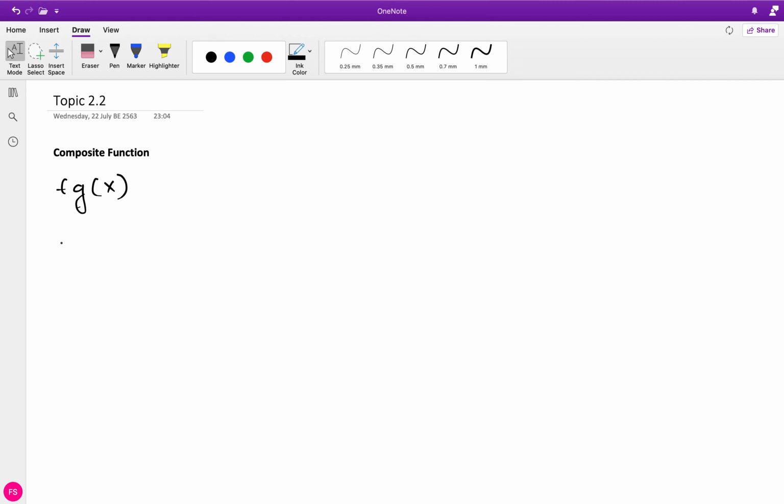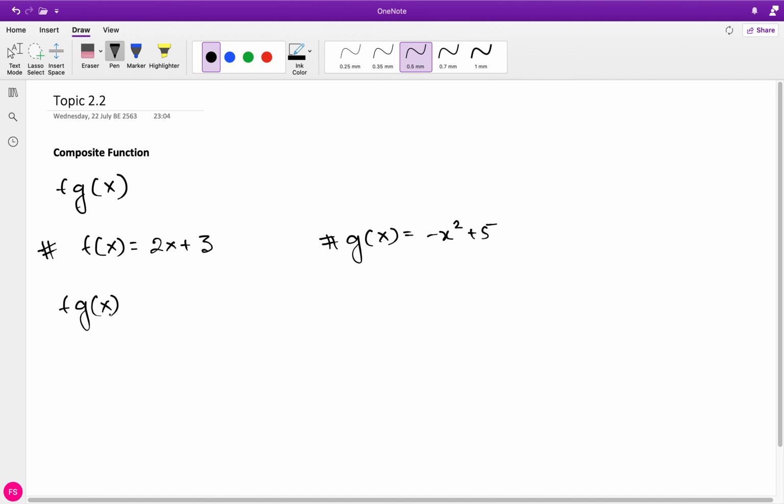Now, what does it mean? Let me show you by using examples. Let's say you have this function f of x equals 2x plus 3, and you have another function g of x equals negative x squared plus 5. If you want to find the composite function f of g of x, it means that you are going to substitute g of x into the first function, f of x. That means g of x is going to act as the value of x for this function 2x plus 3.